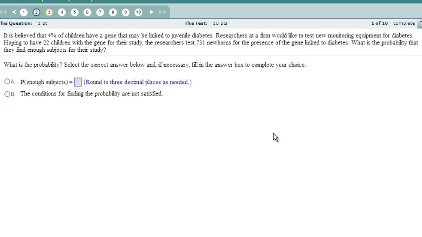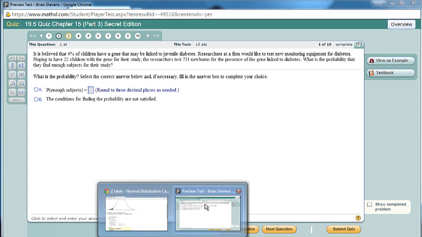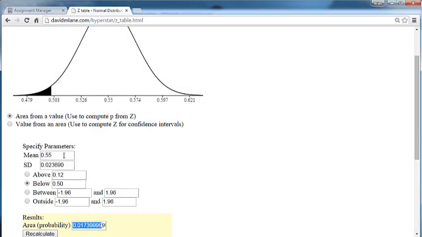We'll do 2 problems here, see if I can get them both correct. Okay. It is believed that 4% of children have a gene linked to juvenile diabetes. Researchers at a firm would like to test a new method. What they want is to have 22 children with the gene for their study. So what we have here is a supposed truth. It's supposedly true that 4% of children have this gene.